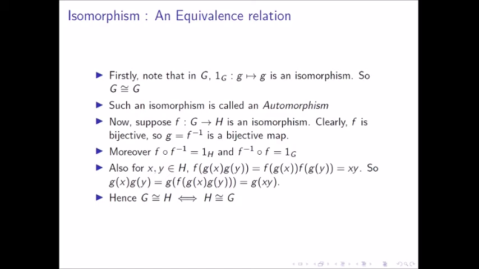So once we are ready, what we just did says that G is isomorphic to H if and only if H is isomorphic to G. And this is the condition for our isomorphism relation to be symmetric.